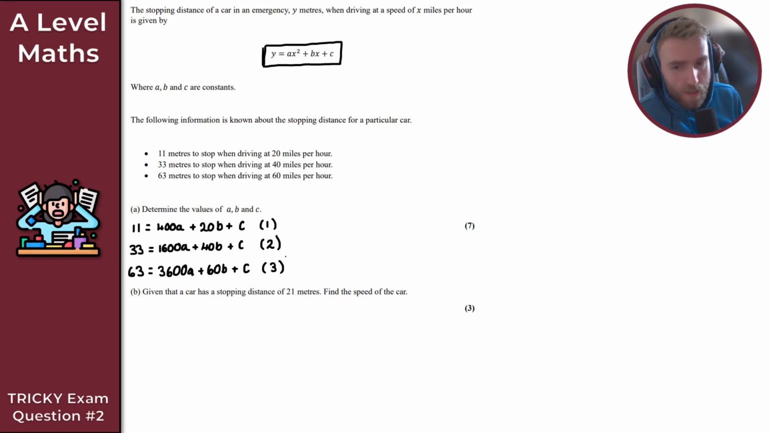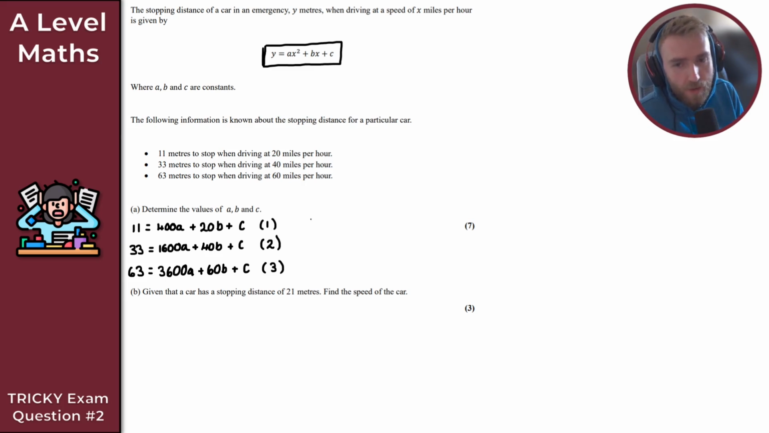So what I've got here is my simultaneous equations. Now, what I need to do is solve these simultaneous equations. Once we solve them, that will give us a value of a, b, and c. But how do we actually solve them? Well, given that I have a plus c here, a plus c here, and a plus c here, I'm going to rearrange equation 1. It doesn't have to be equation 1, but I think it makes sense. I'm going to rearrange equation 1 making c the subject, and then substitute that into equations 2 and 3.